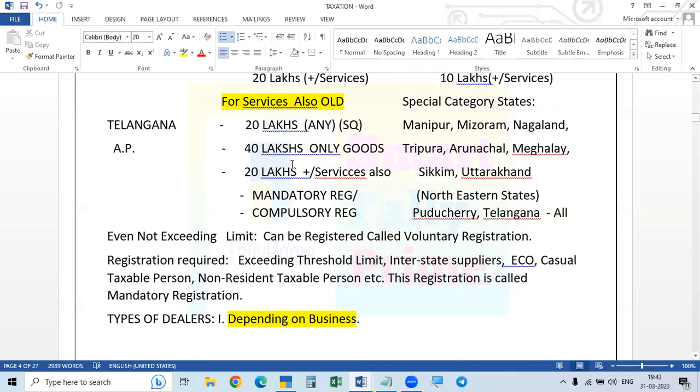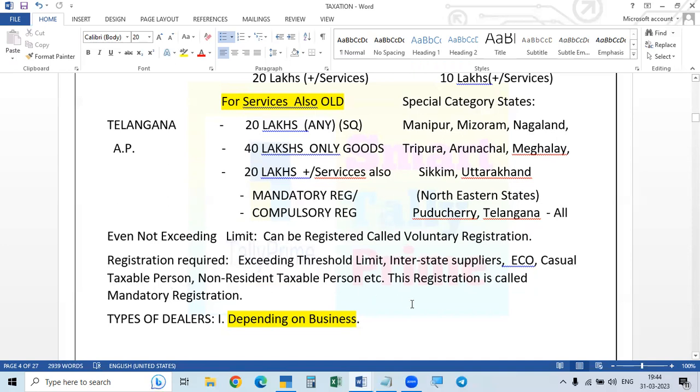Even if the limit is not crossed, there is the ECO, which means electronic commerce operator, like Swiggy, Uber, Ola. All these are called electronic commerce operators. They provide a platform to the consumers, and the consumers can get services or goods through these platforms. These electronic commerce operators have to get the registration compulsorily, irrespective of the limit.